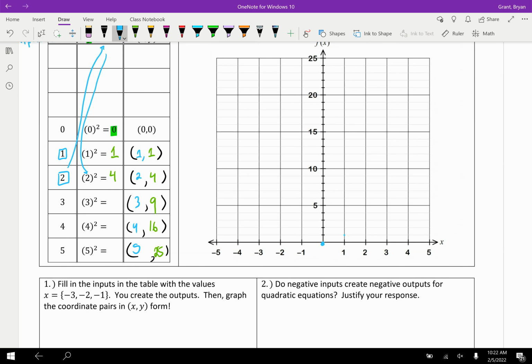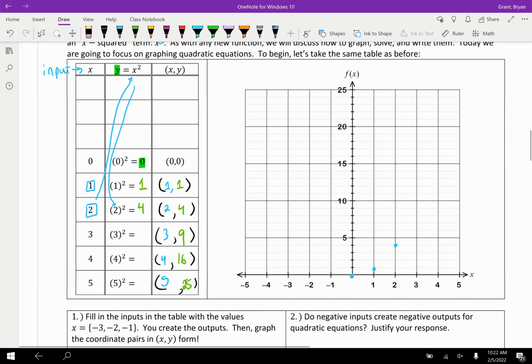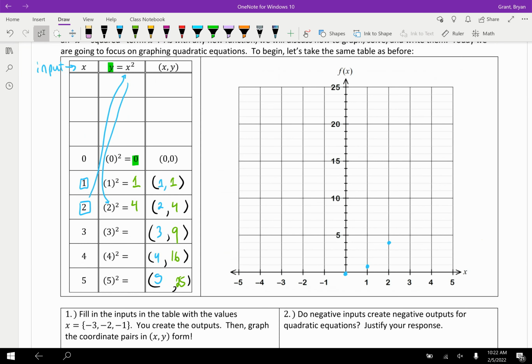0, 0, 1, 1, 2, 4. Some of my students switched the x's and the y's, and they were trying to graph like 9 and 16 and 25 over here. I do my best to make sure that the points I ask you to graph will always fit on this coordinate plane. So I scale these axes on purpose so that everything fits. So if you're going off the axis, you're probably doing something wrong. All right. 3, 9, 4, 16, and 5, 25.